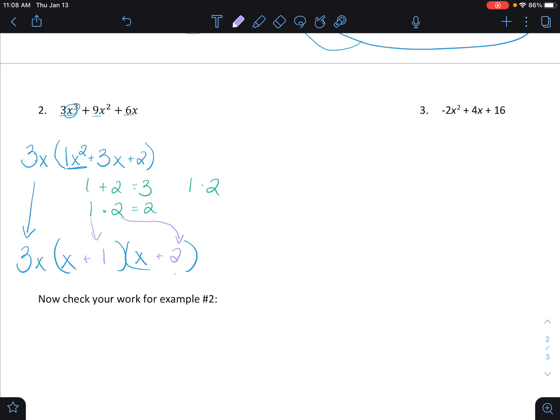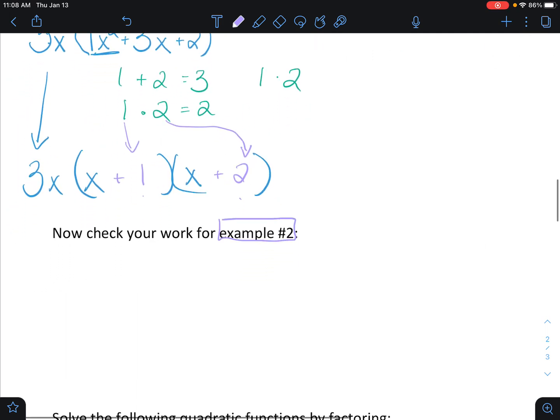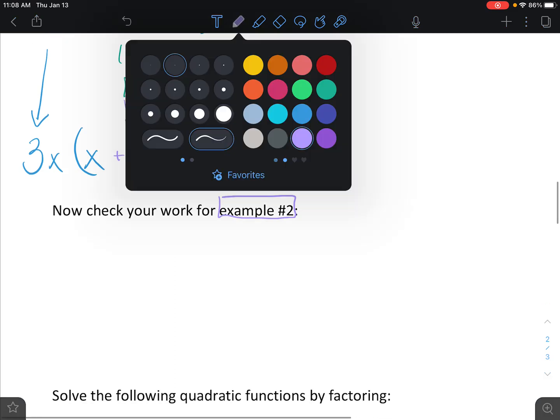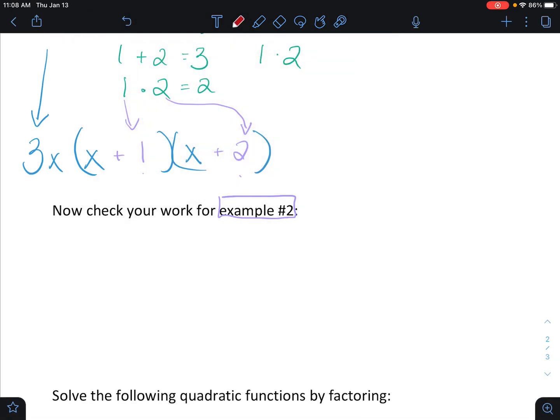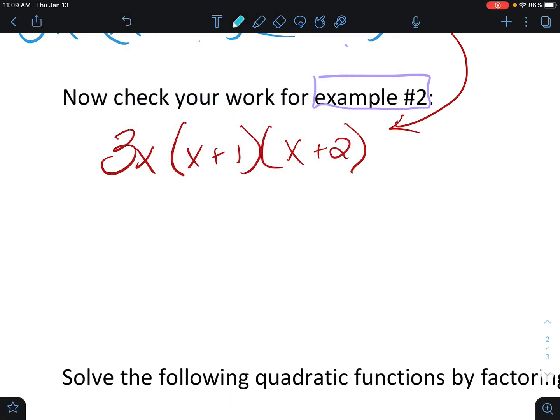Alrighty. Now we're going to check our work for example 2. Okay, so I'm going to rewrite this just so it's a little bit easier for us to read. So I had 3x, x plus 1, x plus 2. Okay, I just rewrote that down here. And we start by distributing. So much distributing.